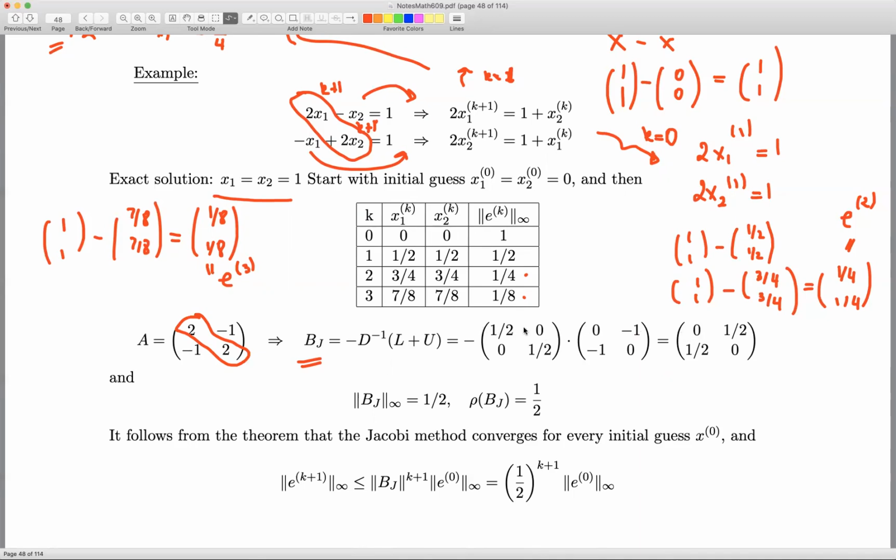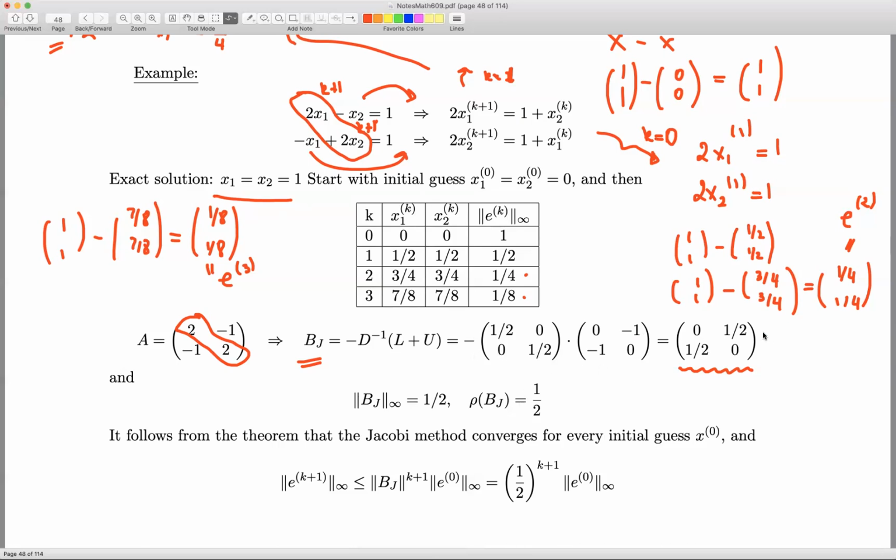is 0. Then this row multiplied by this column will give you -1/2. With this minus will give you +1/2. Then here you'll have again 0 times 0 plus 1/2 times -1, which will give you -1/2. With this minus will give you 1/2. And then 0 times -1 plus 1/2 times 0 will give you 0. So this will be the matrix Bj that would correspond to the matrix A in the Jacobi iteration.